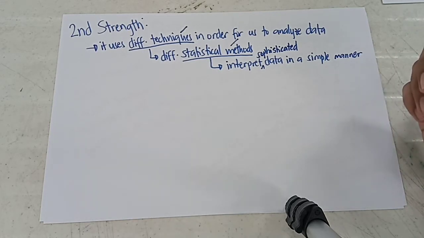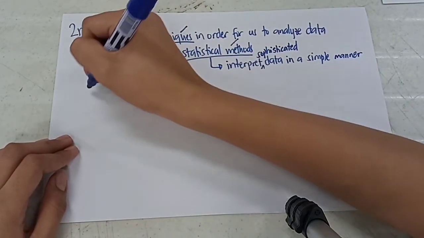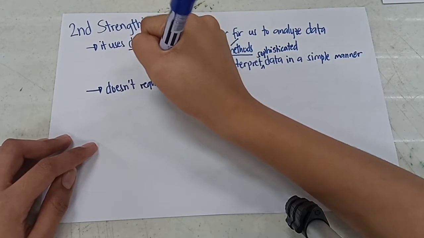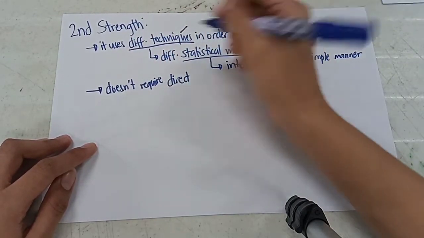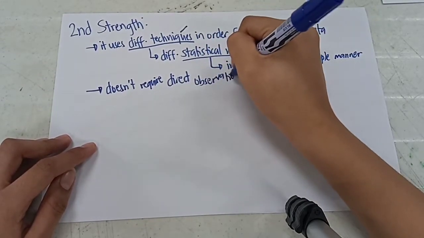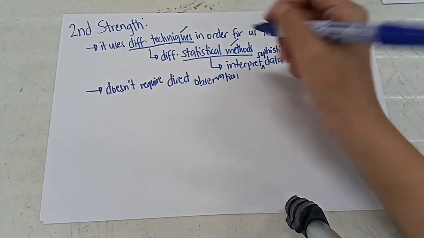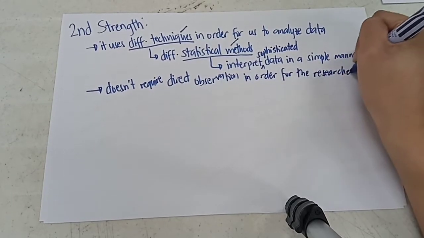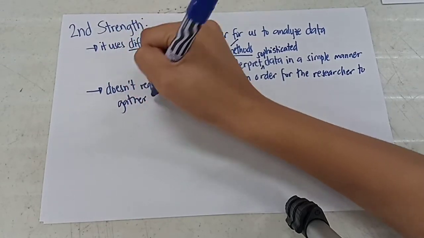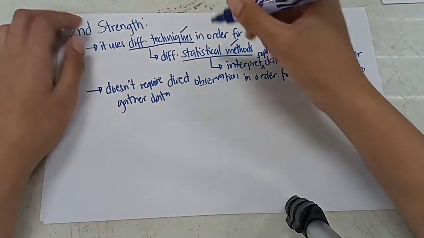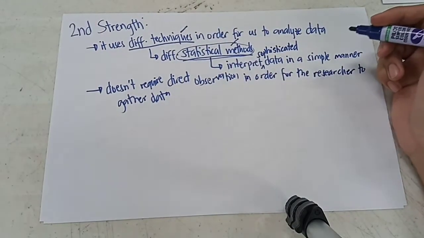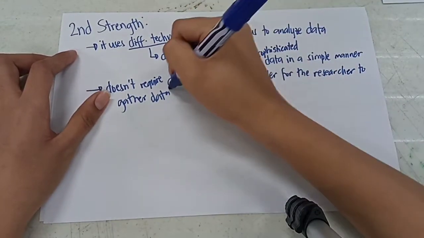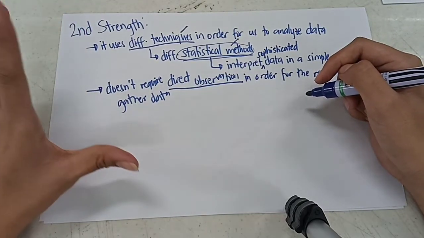Also, in quantitative research, since it uses different techniques or statistical methods, it also implies that quantitative research doesn't require direct observation in order for the researcher to gather data. Why? Because through the use of statistical methods, we can already form interpretations and conclusions. And these statistical methods don't require direct observation because we compute it. We do not actually observe it.